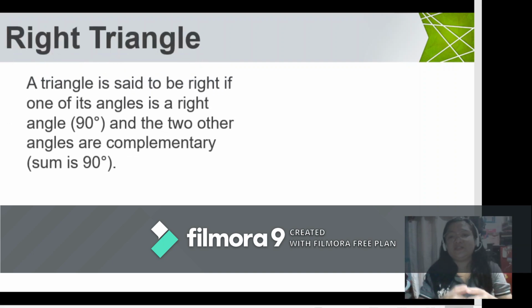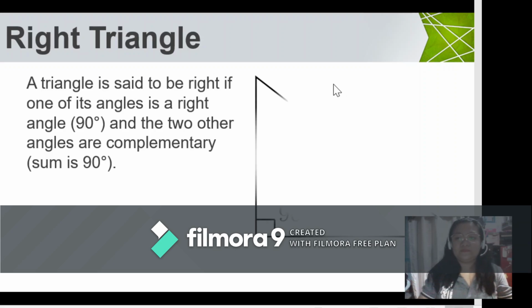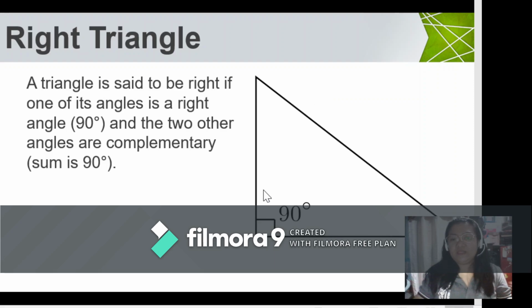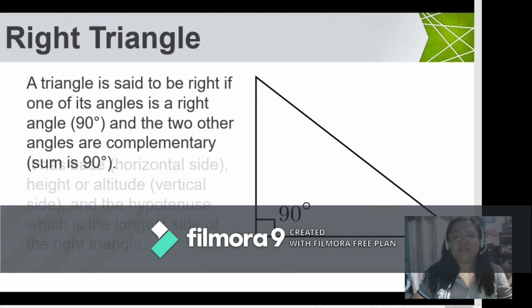A triangle is said to be right if one of its angles is a right angle, which is 90 degrees, and the two other angles are complementary, which means the sum is 90 degrees. This is our right angle, then the sum of these two angles is 90 degrees.